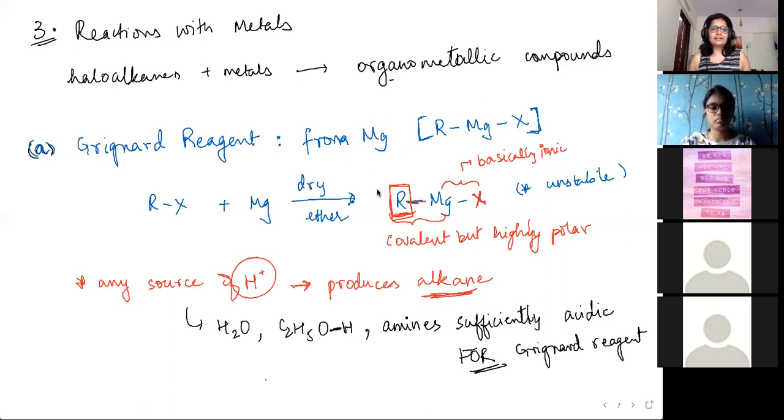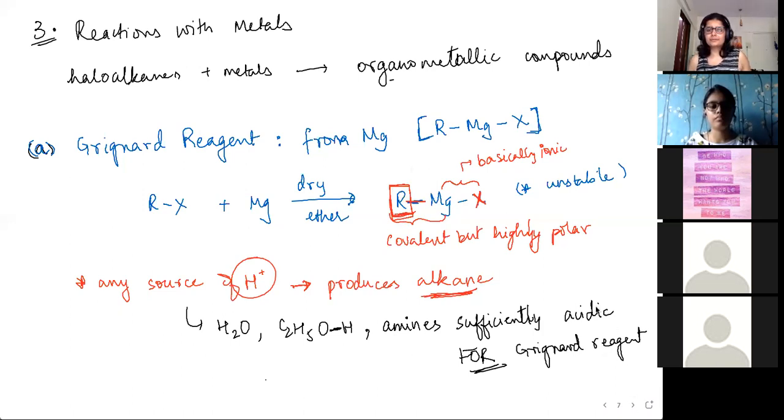And you won't have to worry about other mechanisms getting in the way. Like R and Mg are bound to break. So this R has to get attached somewhere that way.